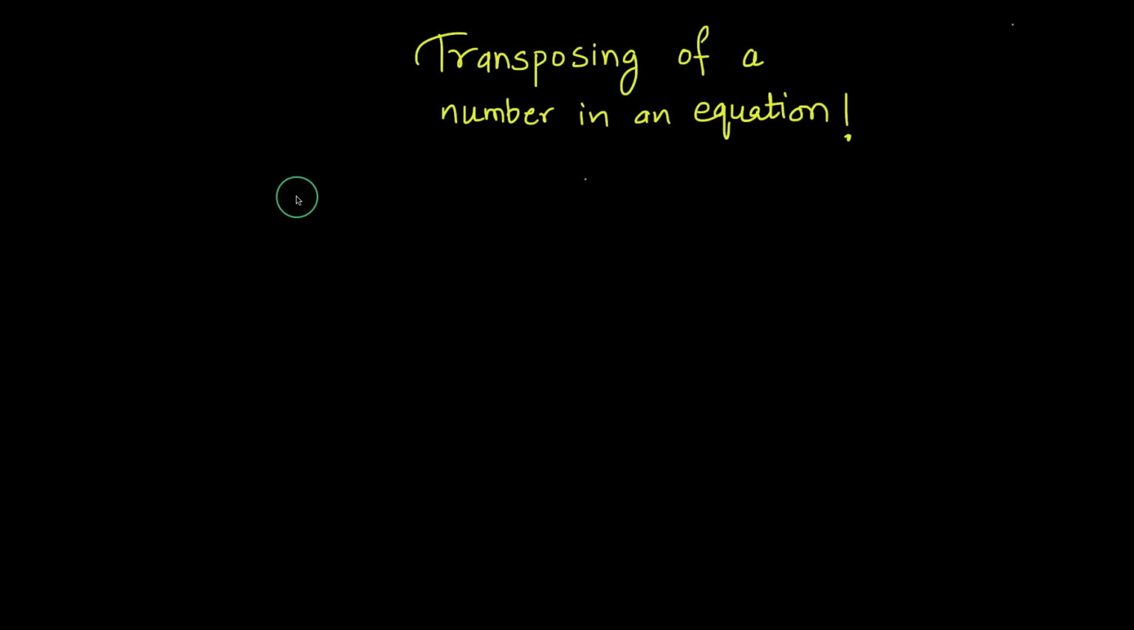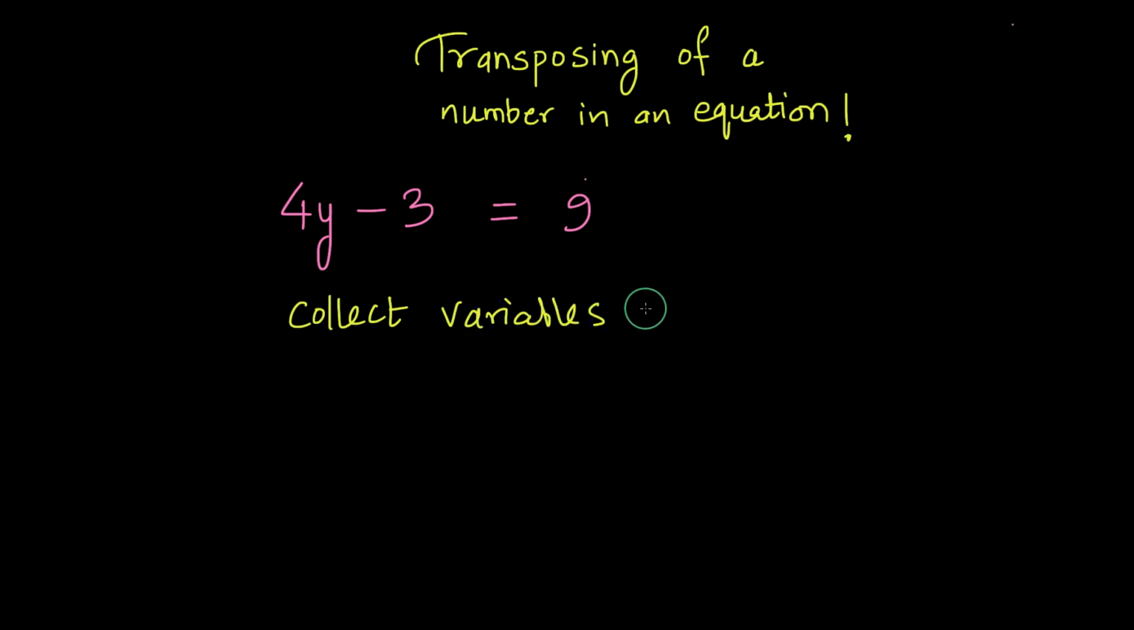Let us say we want to solve an equation of this kind: 4y minus 3 is equal to 9. Now to solve this equation, what usually is a strategy is to collect all the variables on one of the sides and collect all the constants on the other side and then put an equal sign in between. Then it just allows us to solve the equation easily.